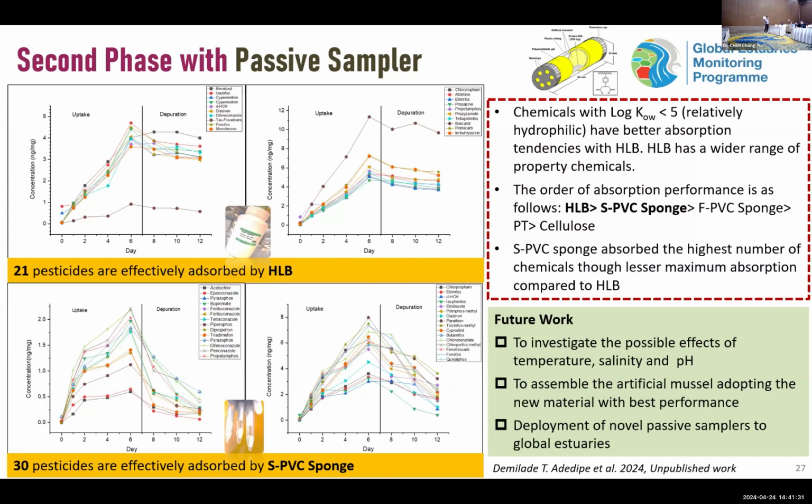We are also testing new materials now in our lab to compare their efficiency to absorb the organic pollutants in water, and to assess the feasibility of this material for use as passive samplers. At the current stage, we have tested and designed one material with relatively good performance. In future, we will continue to investigate the possible effects of some environmental influencing factors, which may include temperature, salinity, and pH. After this period, we may assemble the artificial muscle, also adopting the new material with better performance, and then apply the novel passive samplers to global areas.